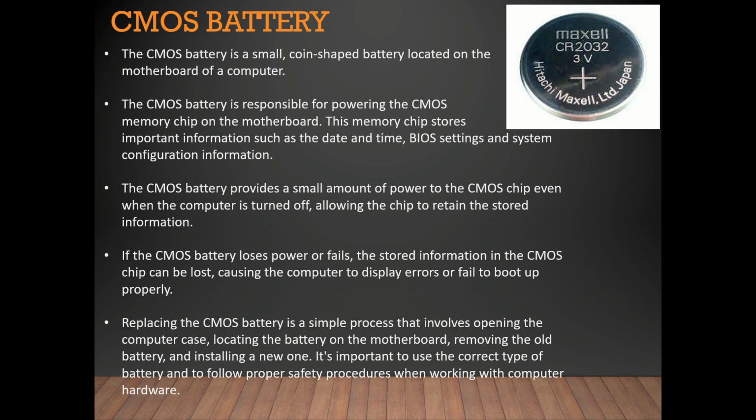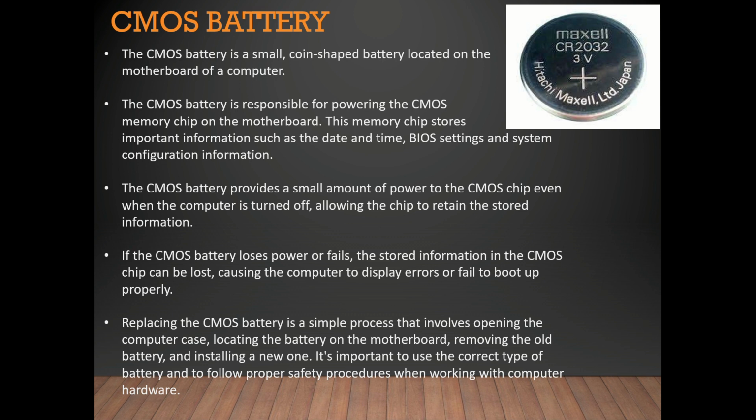The CMOS battery is responsible for powering the CMOS memory chip on the motherboard. This memory chip stores important information such as date and time, BIOS settings, and system configuration information. The CMOS battery provides a small amount of power to the CMOS chip even when the computer is turned off, allowing the chip to retain the stored information. If the CMOS battery loses power or fails, the stored information in the CMOS chip can be lost, causing the computer to display errors or fail to boot up properly.